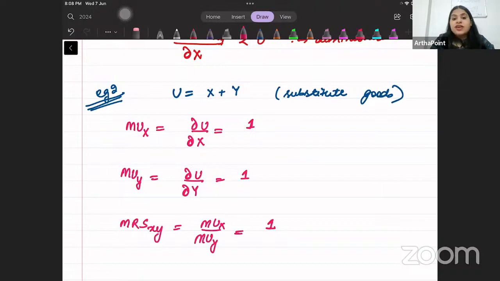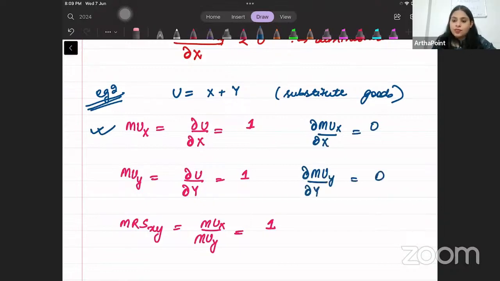Now, we again need to check whether it diminishes or not. So does marginal utility of good x diminish? Let us differentiate this with respect to x. I am getting 0. No. Does marginal utility of good y diminish? Let's differentiate this with respect to y. No. Does MRS diminish? Let's differentiate this with respect to x. No.